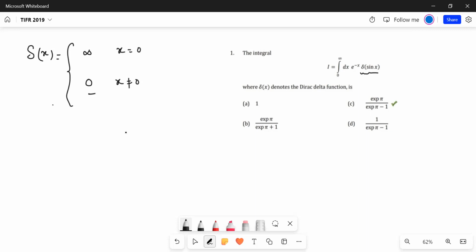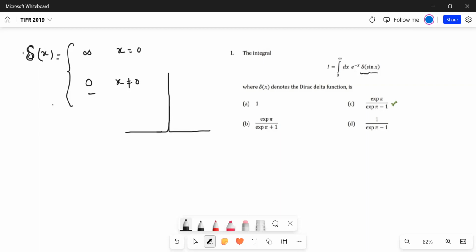So basically, what does it represent? The entire contribution is coming from one single point. For example, whenever it comes to the description of a point charge or point mass, we use such a function called the Dirac delta function.